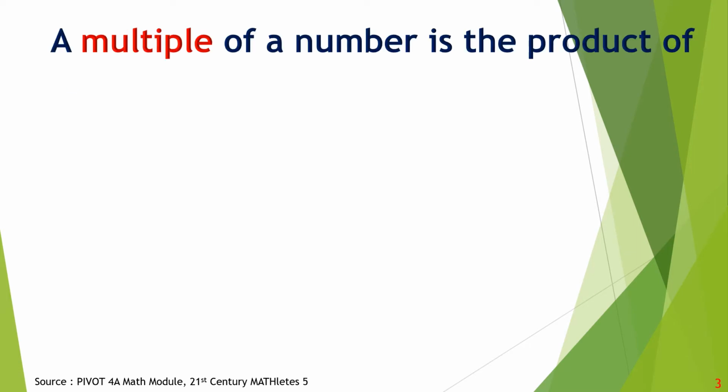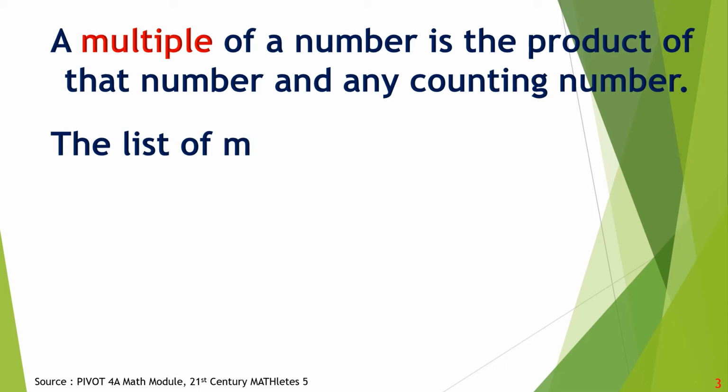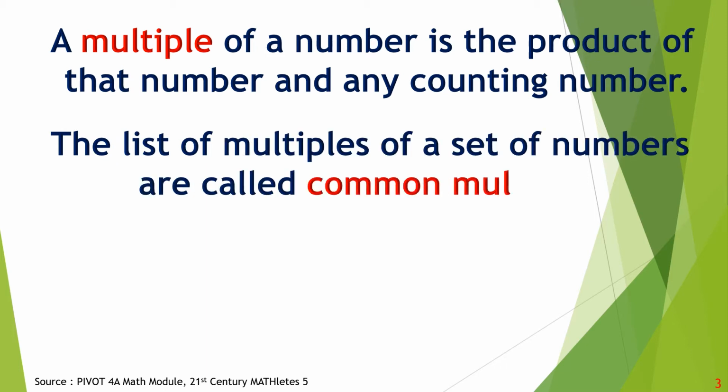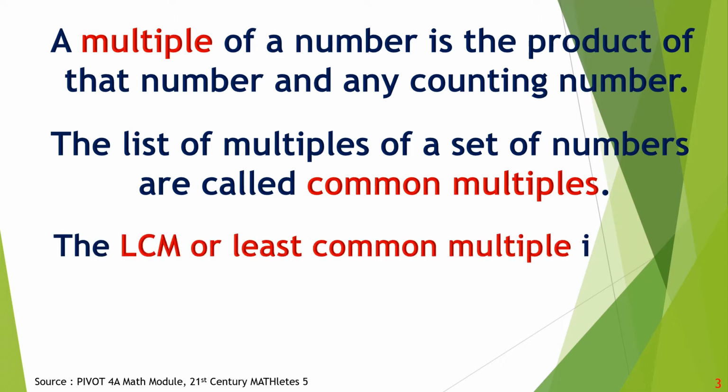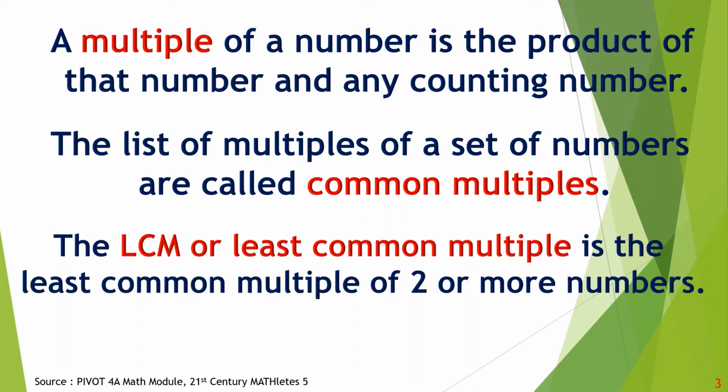A multiple of a number is the product of that number and any counting number. The list of multiples of a set of numbers are called common multiples. The LCM, or least common multiple, is the least common multiple of 2 or more numbers.